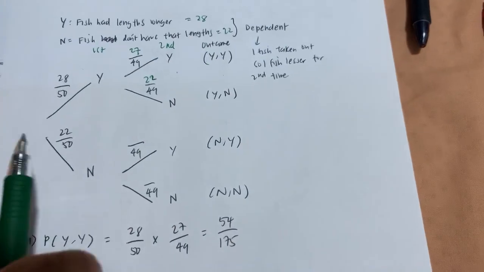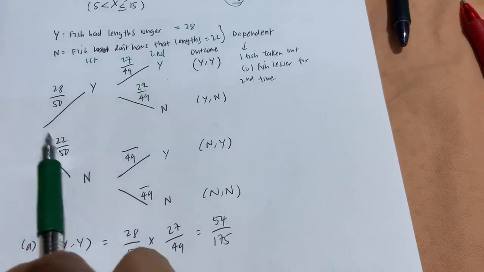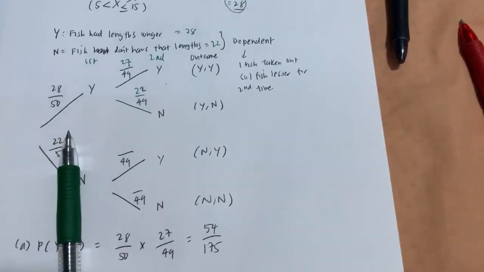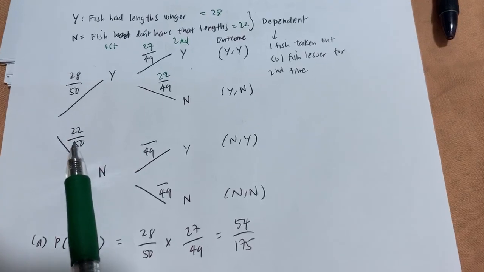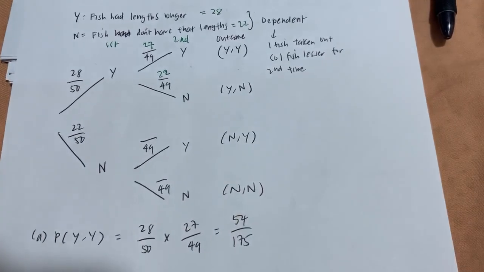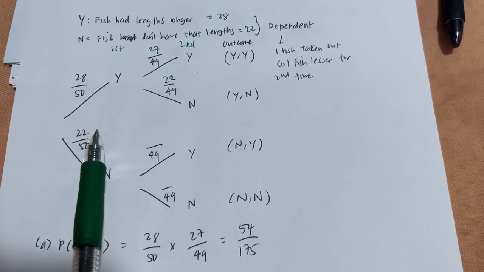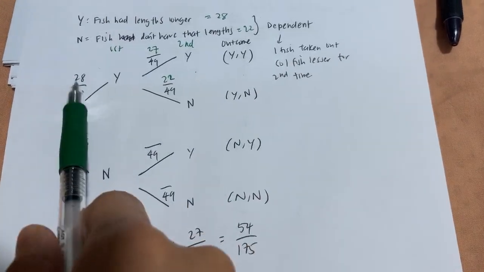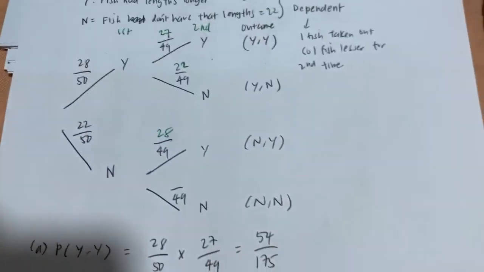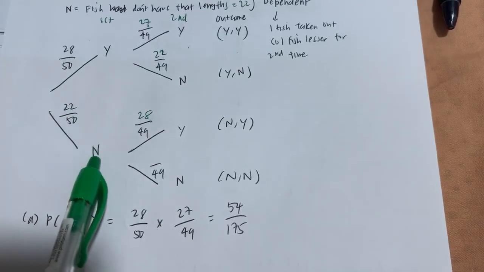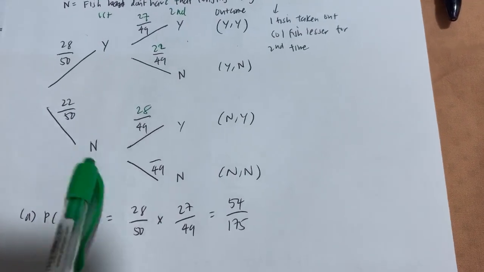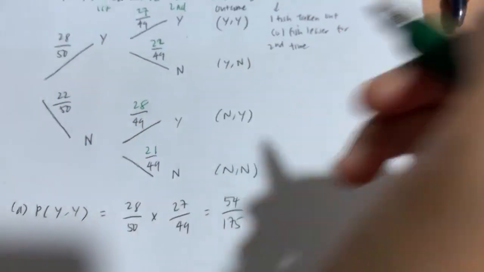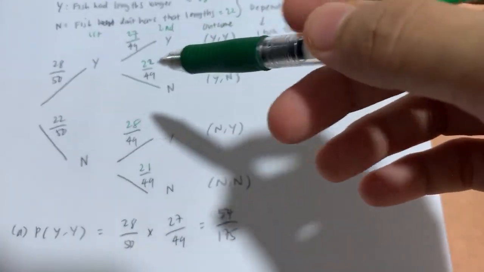Now the same thing for this one. There are 22 out of 50 that are not the required fish. Here will be yes, so you have 28 here, because you did not take anything from yes just now, you took it from no. Because the first one you took from no, it will be 22 minus 1, so it will be 21 here. Now you have worked out the probabilities.